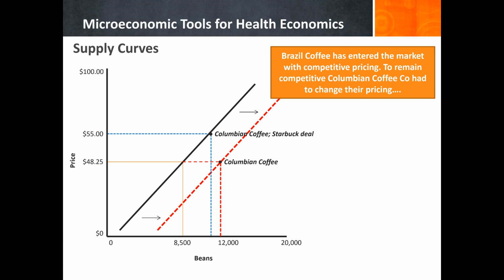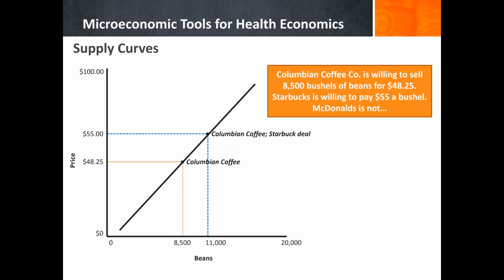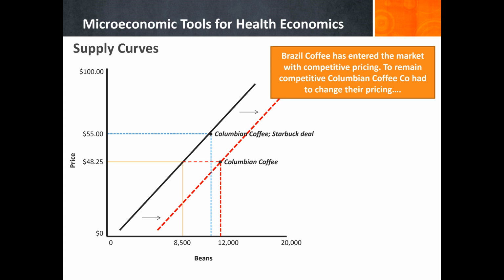Now, Brazil Coffee enters the market with competitive pricing. To remain competitive, Columbia Coffee Co. had to change their prices. So here you can see the supply curve move out. That means supply grows, right? And because a new competitor came into the market, when supply grew, the Columbia Coffee Co. had to lower their price based on the more suppliers that entered the market.